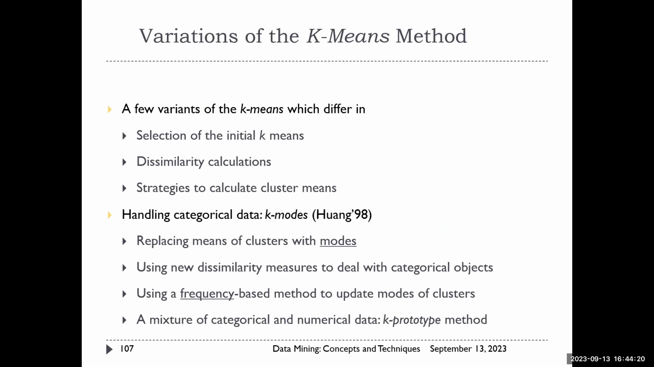So there are many k-means algorithms. The usual algorithm changes based on the initial selection of the k-means and the distance measures that are used. For example, instead of using Euclidean distance, you could use Mahalanobis distance, so you are going to get different results.